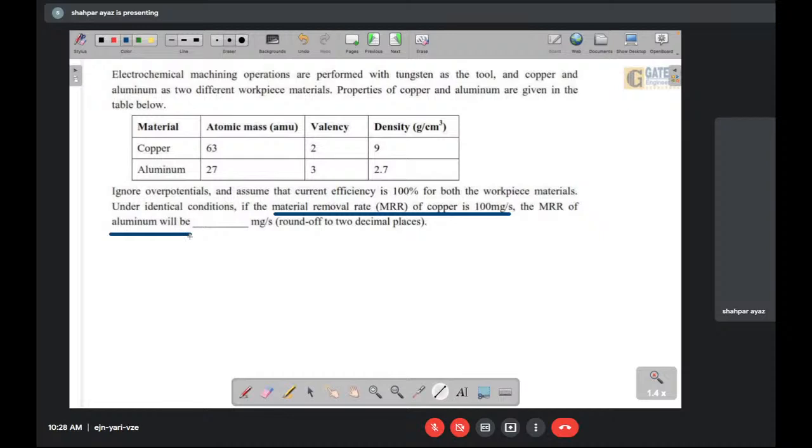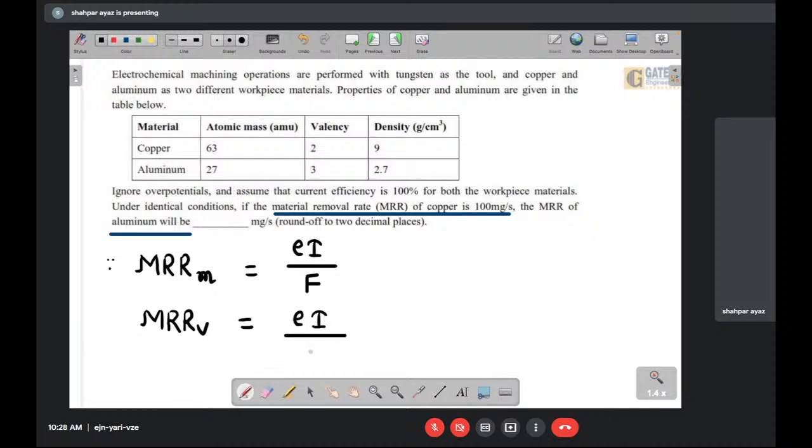It's a quite simple problem. First of all, we are given the MRR of copper. We know the MRR in gram per second. The expression of MRR, you know very well, there are two MRRs. One is MRR_M and the second is MRR_V, right? MRR_M, the material removal rate in terms of mass, has the formula EI by F. EI by F, right? And here the formula is EI by rho F.